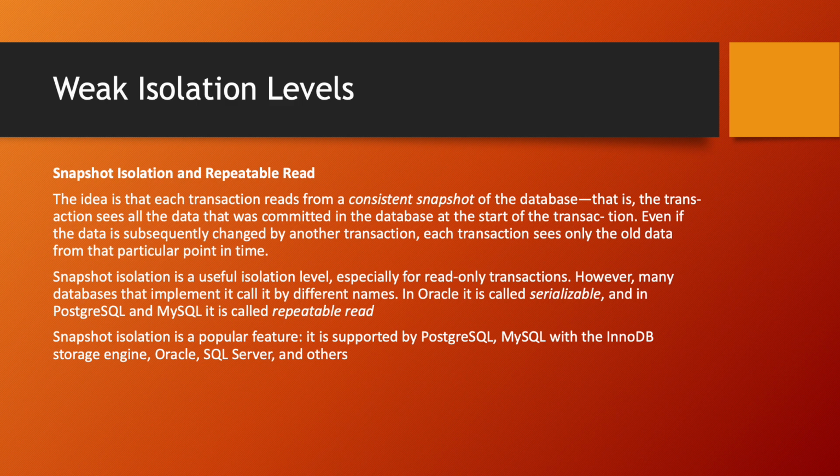However, many databases that implement it call it by different names. In Oracle, it's called serializable, and in PostgreSQL and MySQL, it's called repeatable read. Snapshot isolation is a popular feature. It is supported by PostgreSQL, MySQL with the InnoDB storage engine, Oracle, SQL Server, and others.